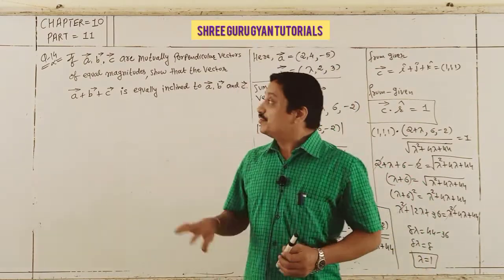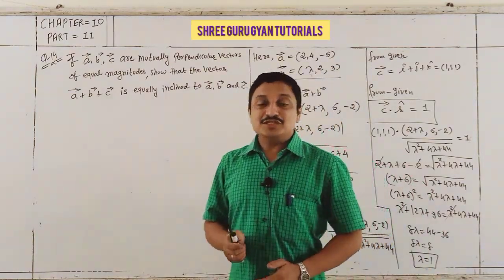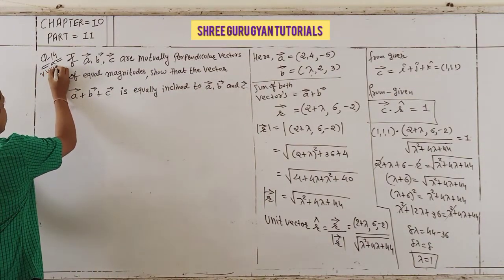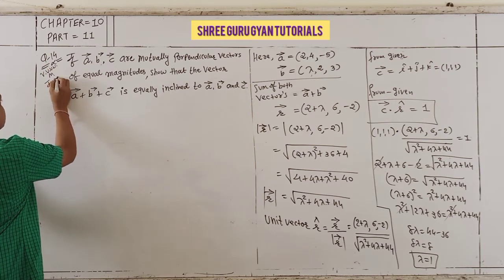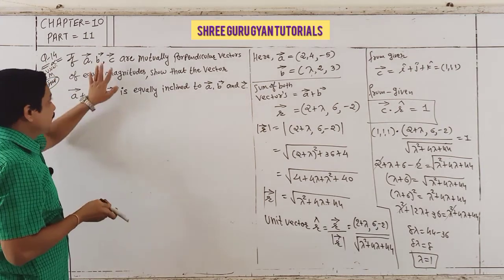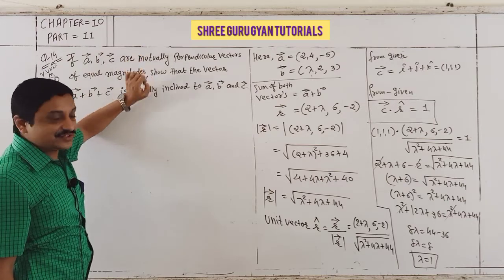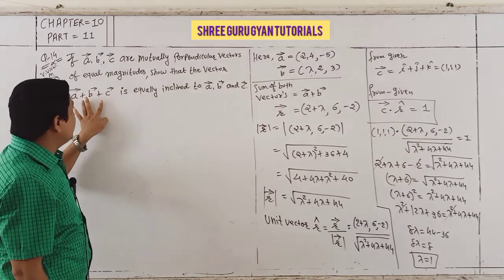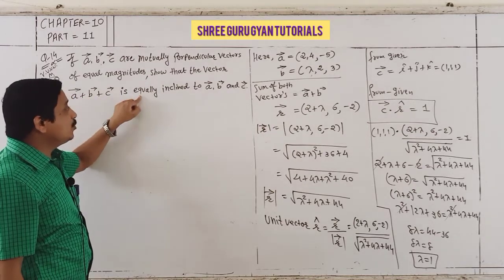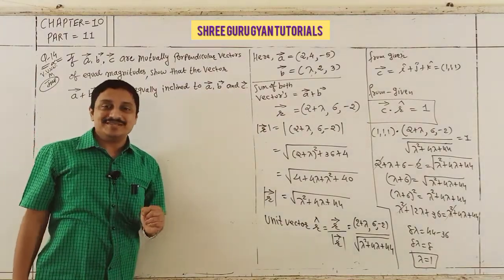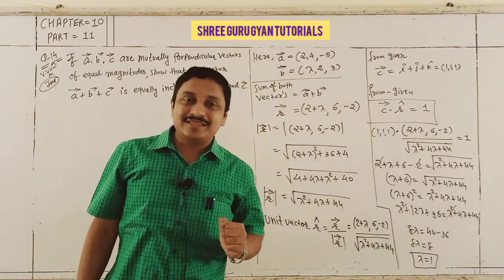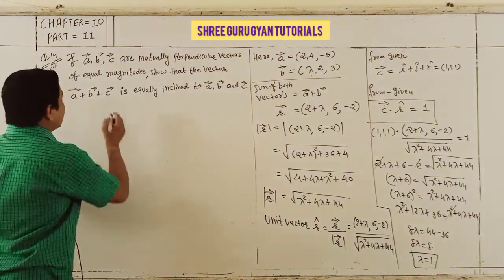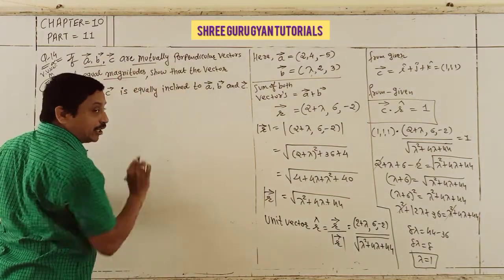Now continue students, one more question, number 14. This is also very important numerical in exam level. If A, B, C are mutually perpendicular vectors of equal magnitudes, show that A plus B plus C is equally inclined to A, B, C. Students, equally inclined means they make the same angles.